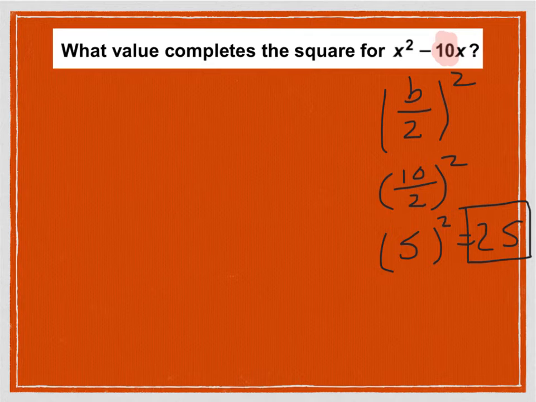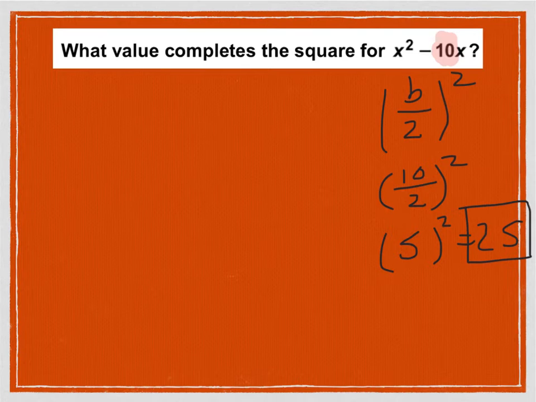Okay, I got it. And it's always going to be negative, right? No, it's not always going to be negative. So 25 is our answer. What happens if it's positive? Nothing. If this was a positive 10, we would get the same answer, 25. So where did the negative go?